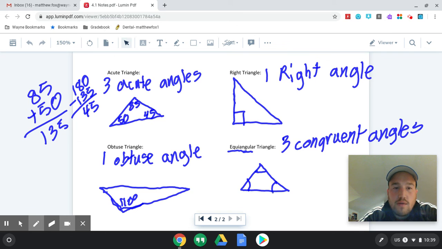So, once again, if we are classifying by angle, we have an acute triangle, which has three acute angles, a right triangle, which has one right angle, an obtuse triangle with one obtuse angle, and an equiangular triangle that has three congruent angles. Now, an equiangular triangle is an example of an acute triangle. However, it's more specific in that all three of them have to be the same.